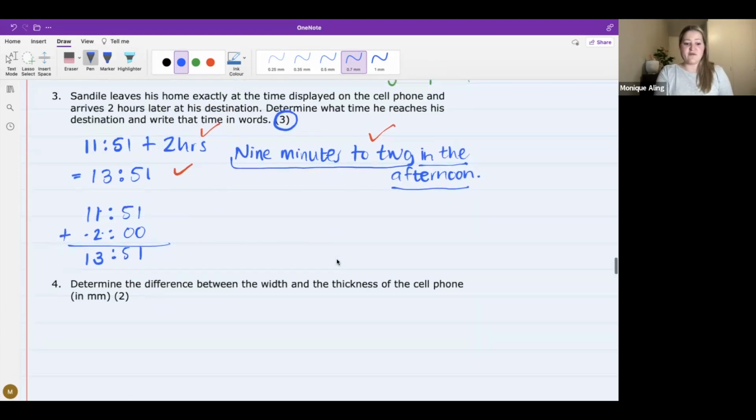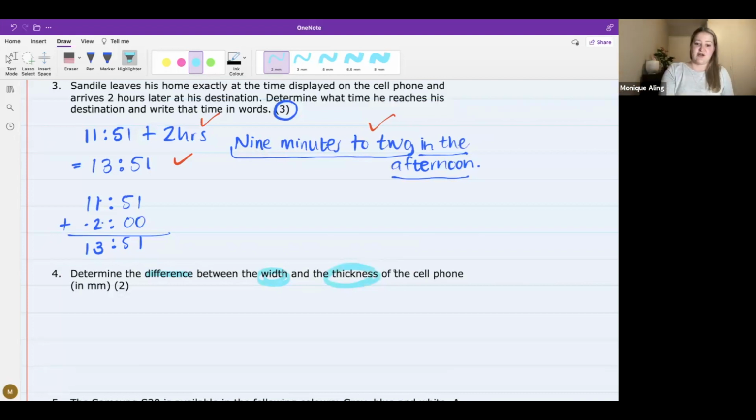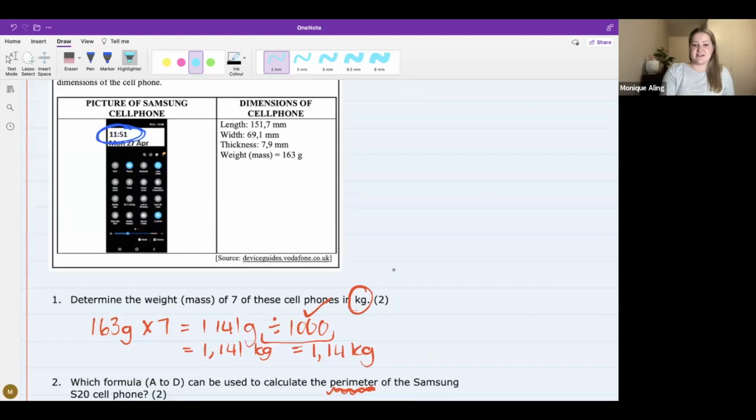Okay, to finish off question 4, let's have a look at the 4th question of question 4. Determine the difference between the width and the thickness of the cell phone in millimeters. So difference is a keyword between the width and the thickness of the cell phone. So I'm going to go up quickly. The width and the thickness. So we're specifically looking at these two amounts. The difference between the width and the thickness in millimeters.